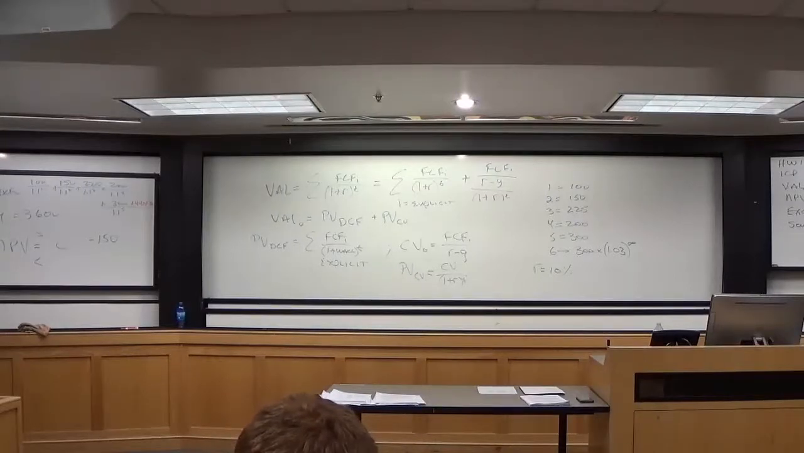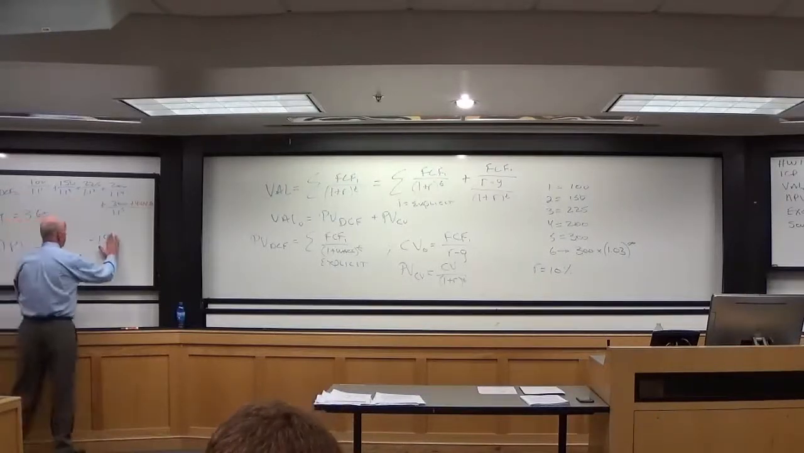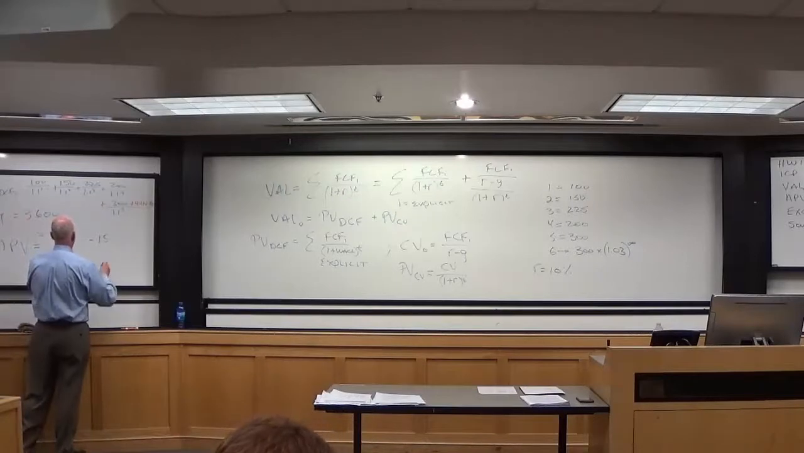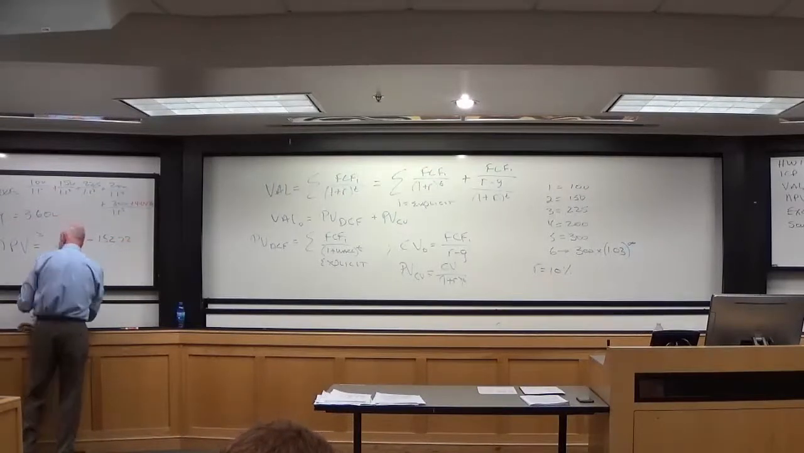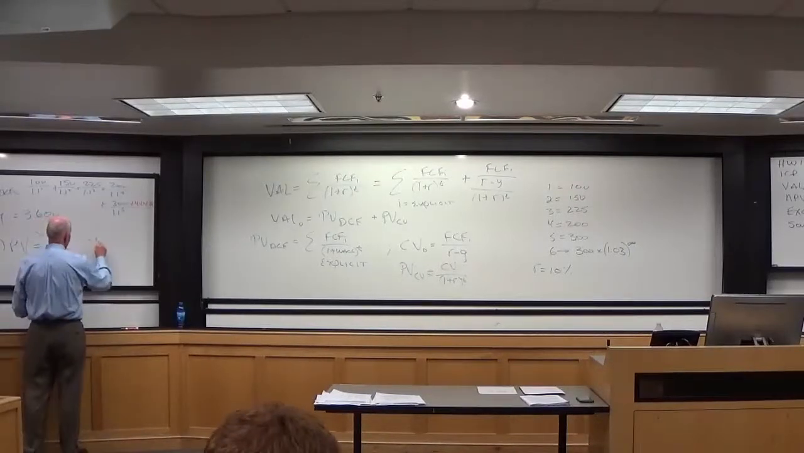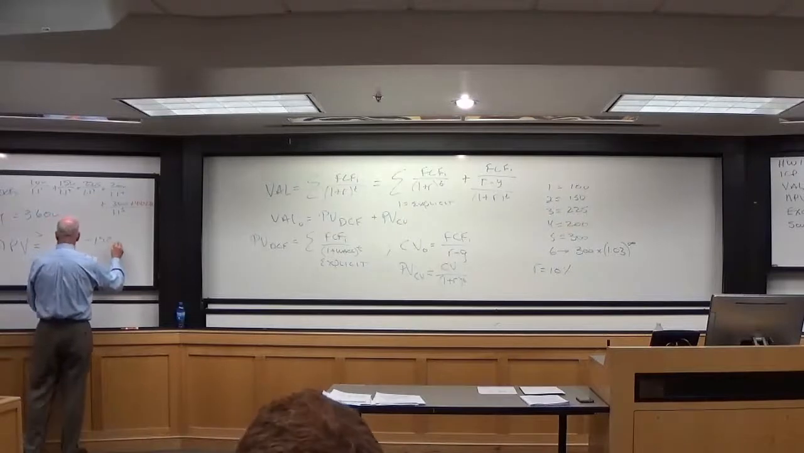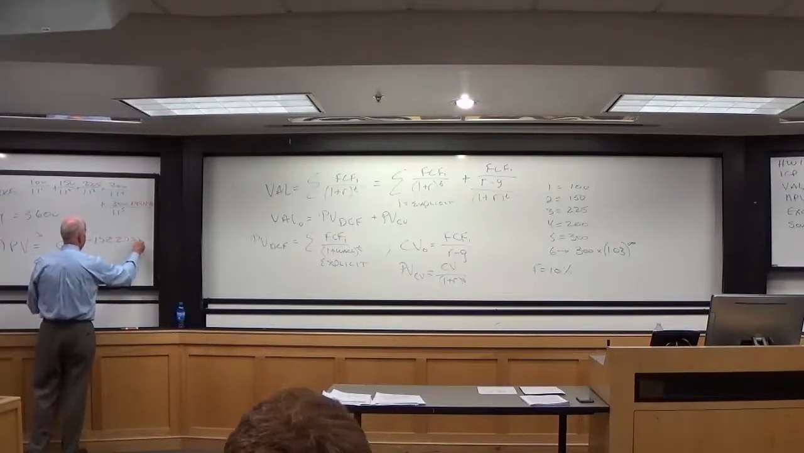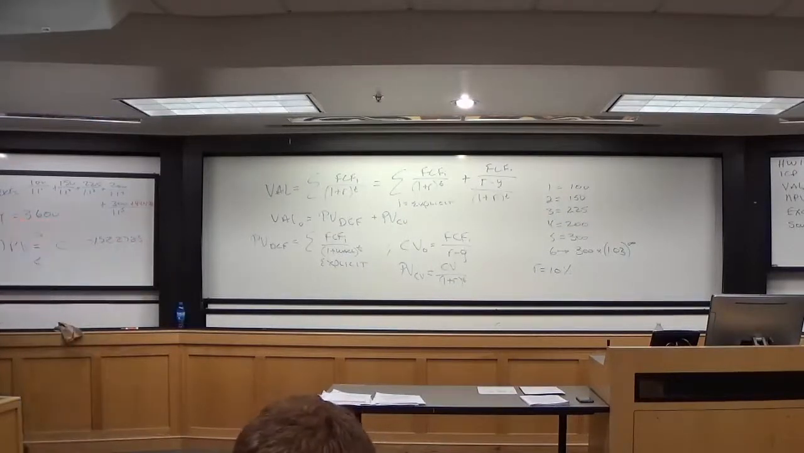And now I know if I do net present value, NPV, it actually gave me negative $152.27, or 27.85. So negative 152.2785. So about $150 less.